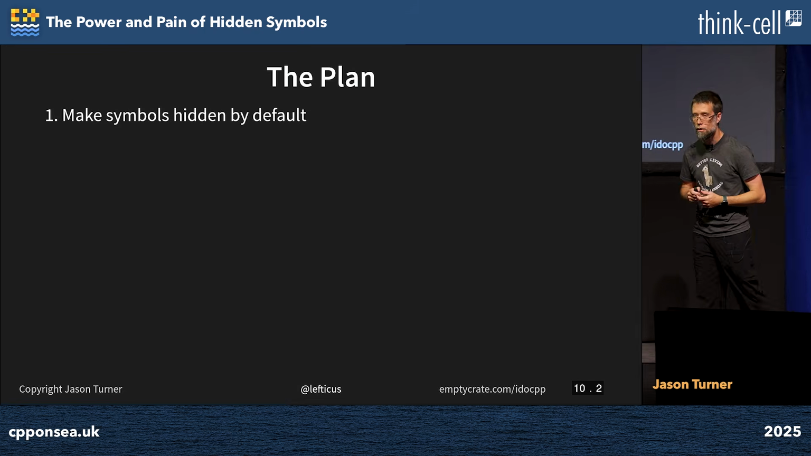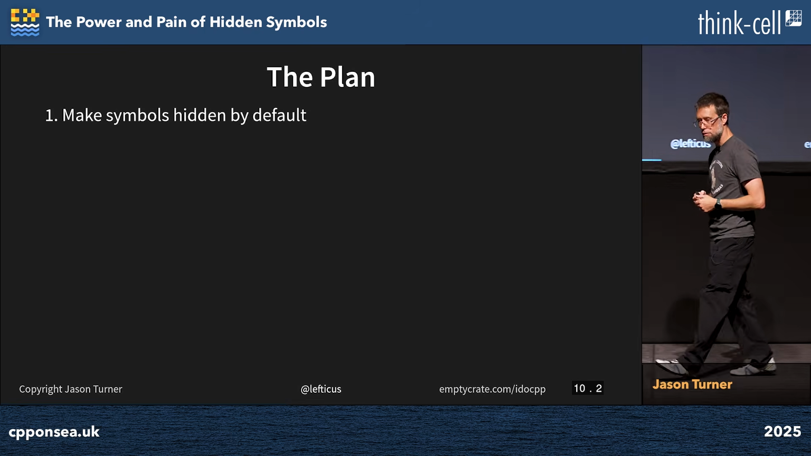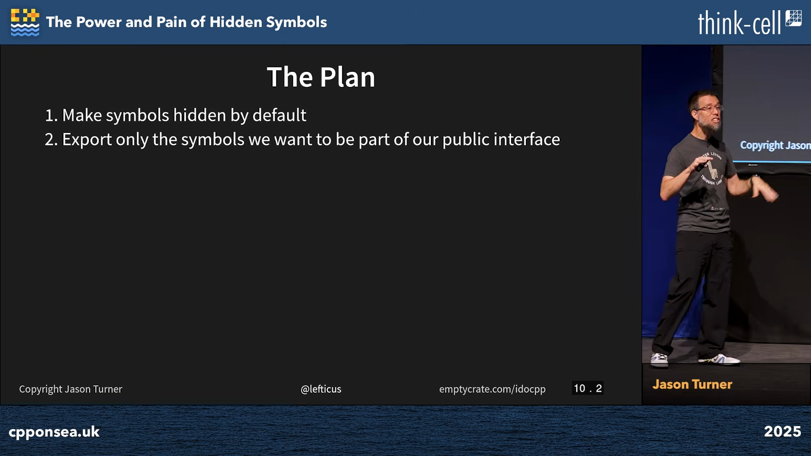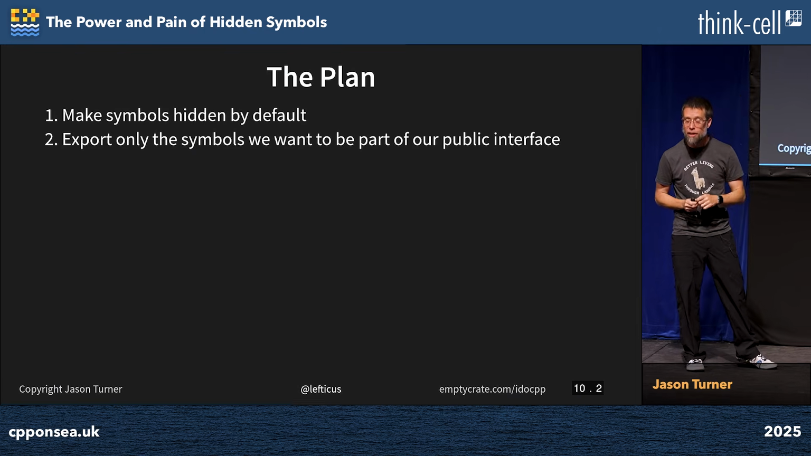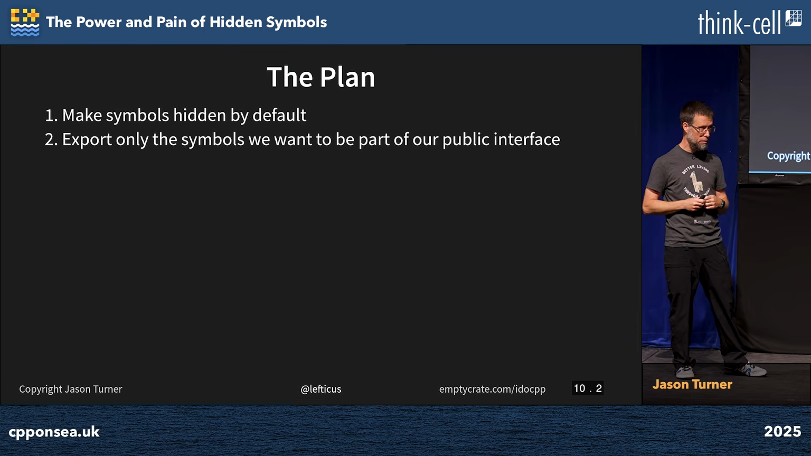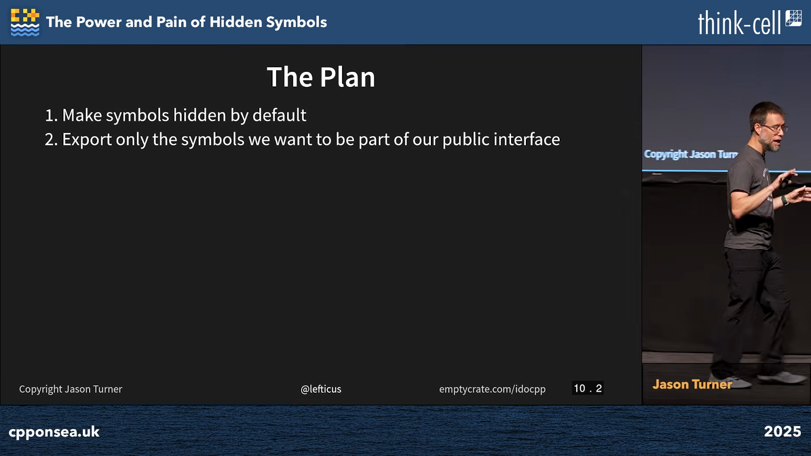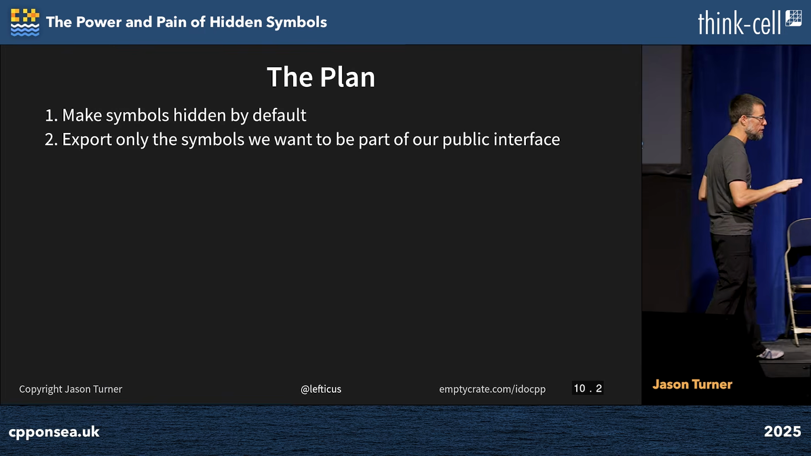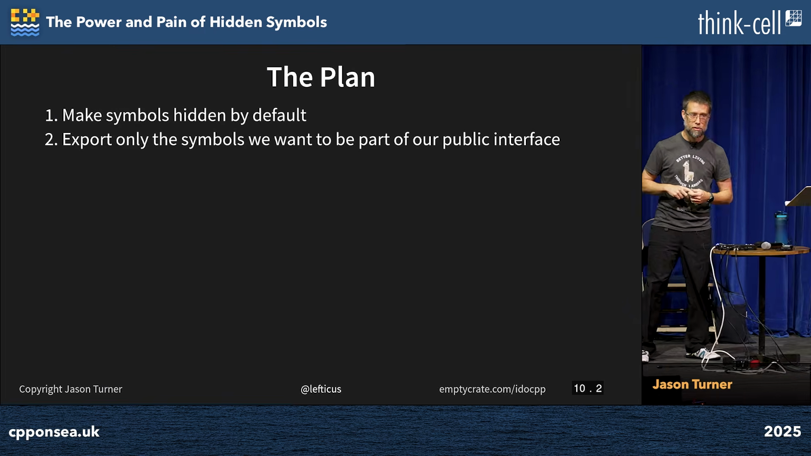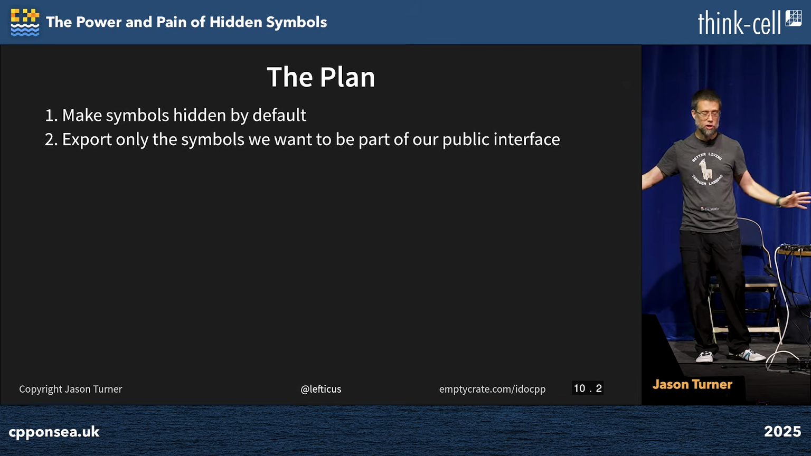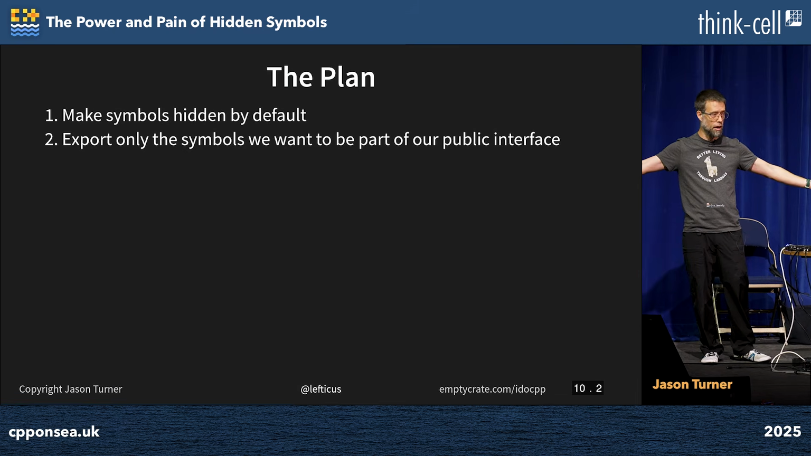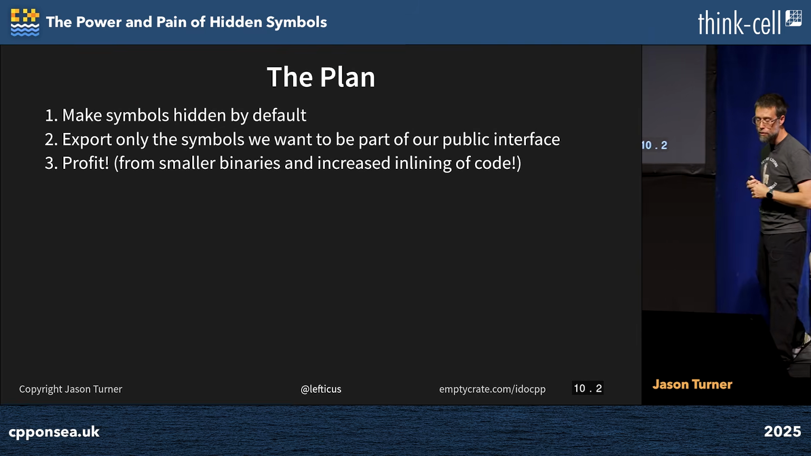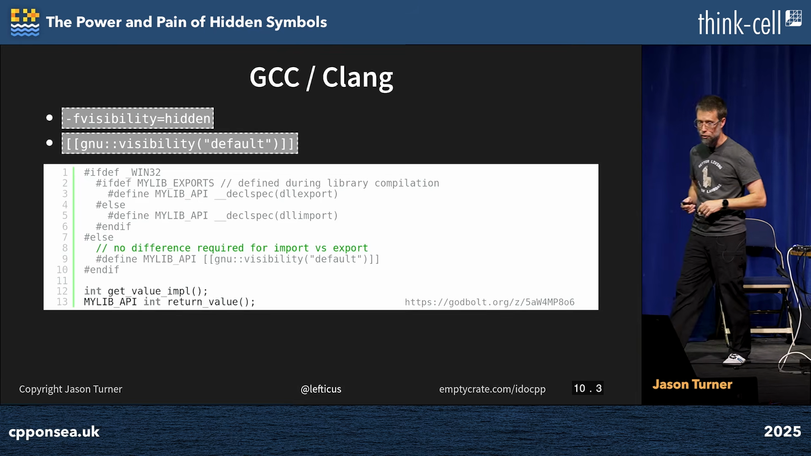So here's the plan. We're going to make our symbols hidden by default. We're going to export only the symbols that we actually want to be part of our public interface. What a concept. Right now, if you just compile your shared library on Linux and you're not doing something to hide symbols, every function in your program is part of your public API, whether or not you thought it was. And then we profit from smaller binaries and increased inlining of our code.